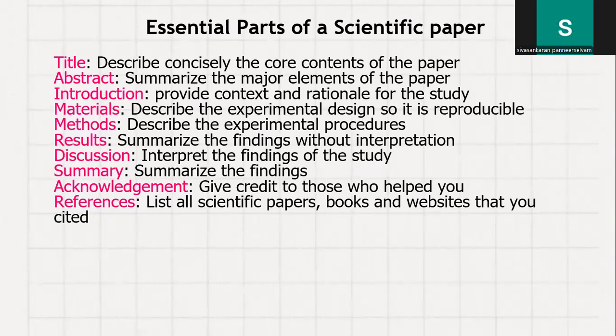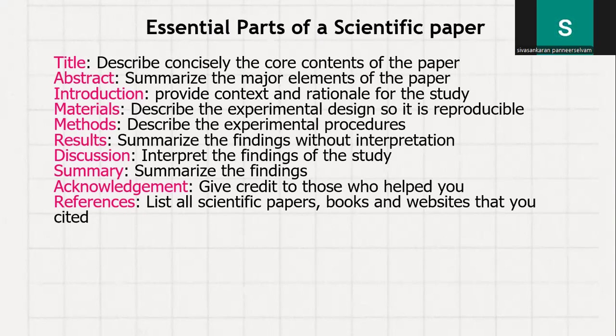Now let us see what the main essential parts of a scientific paper are. Title: the title should indicate the purpose of the research and tell you the core value of the research. The next, abstract: summarize the major elements of the paper in a short way. Next, introduction: provide proper context about the research and the rationale of the study. And if you suggest any materials for testing and experimentation, develop a proper experimental design for statistical comparison.